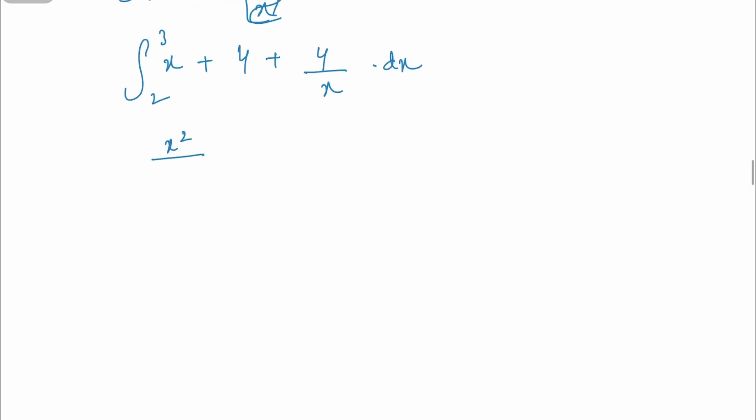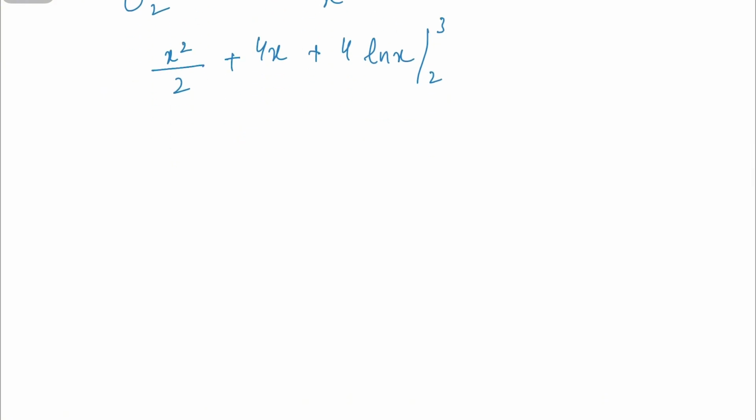So this would be x squared over 2, power increased, and then power would be going into the denominator, then plus 4x, then plus 4 ln x. Since it is 1 over x multiplied by 4, this would be ln x. Now we need to apply the limits that are 3 and 2. Applying 3 as the limit, you will get 9 over 2 plus 12 plus 4 ln 3.